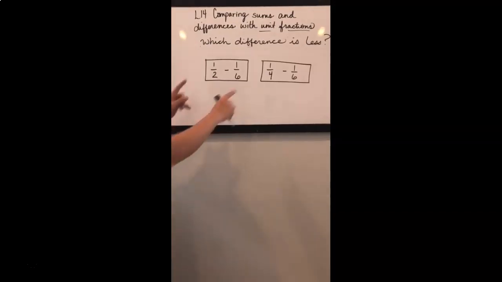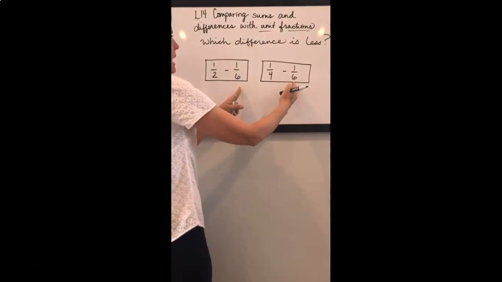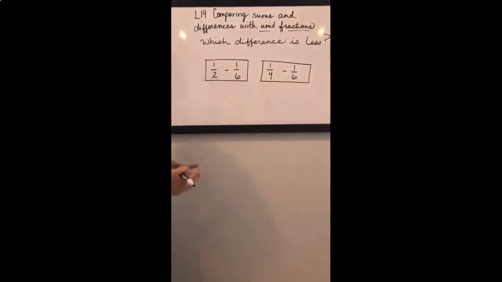Let's look at this problem. I picked something where I know you know which of these fractions is larger. So 1/2 minus 1/6, and then you compare it with 1/4 minus 1/6. Which difference is less? We know 1/2 is larger than 1/4, so if you're taking away the same amount from something that's smaller, then your outcome is going to be smaller. So the answer to which difference is less would be 1/4 minus 1/6.